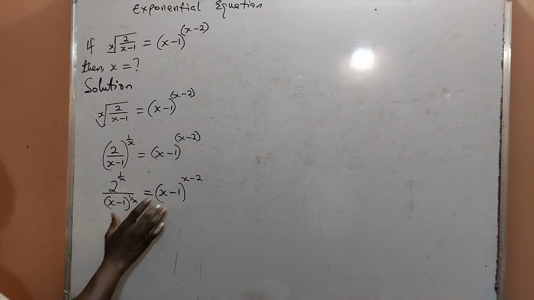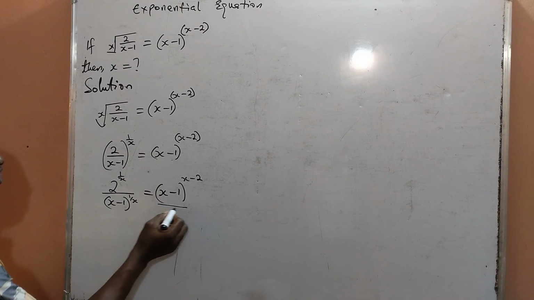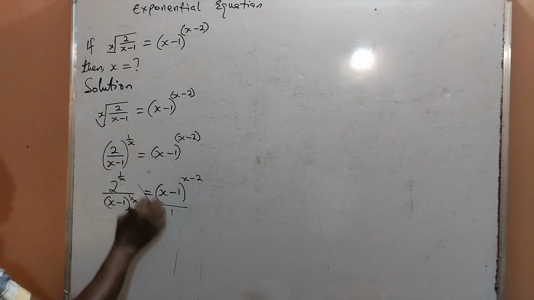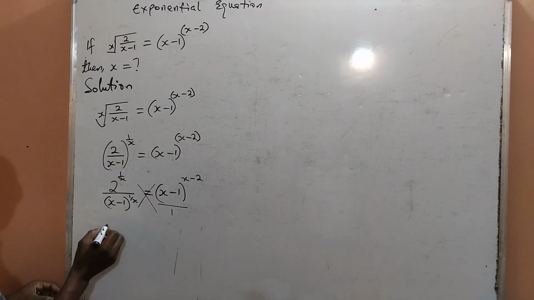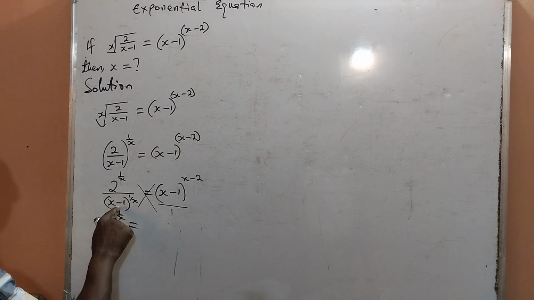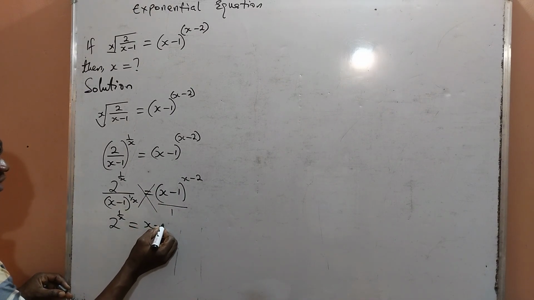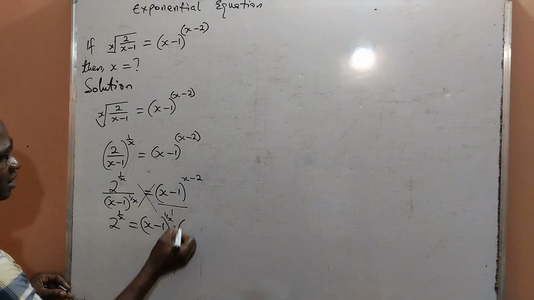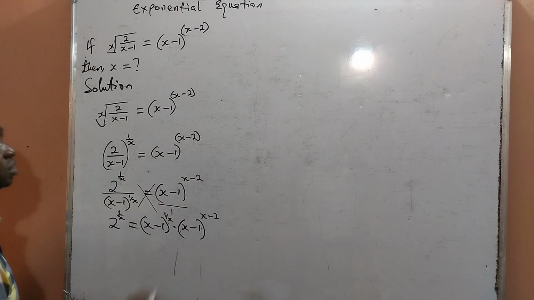At this point, I can take a cross multiplication. That means the left side is just over 1. Then with cross multiplication, 1 multiplied by 2 raised to the power 1 over x will give me 2 raised to the power 1 over x. And on the right hand side, I will have x minus 1 raised to the power 1 over x multiplied by x minus 1 raised to the power x minus 2.